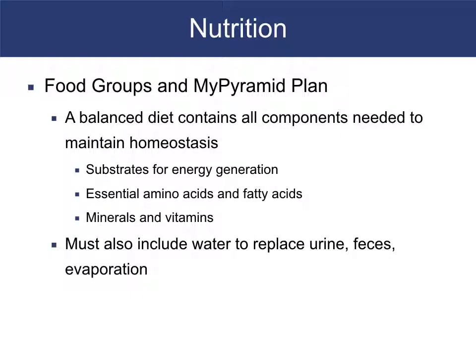So we have this food groups thing and a balanced diet, and you had it in elementary school. Remember the food pyramid that they taught you in 3rd grade and then again in 5th grade? But obviously a balanced diet contains everything you need in order to maintain homeostasis: enough substrates to generate energy, enough essential amino acids and enough fatty acids, enough minerals and vitamins, and it must also include water.